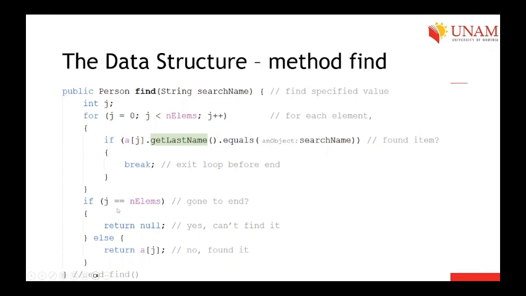And then we need to compare whether the reason why we got out of the loop was because j became equal to nElements. At this point, if j is equal to nElements, we didn't find what we were looking for. Therefore, we have to return null. The reason why we are returning null is because our find method returns a person, but if there is no person, then you have to return null. Otherwise, you have to return a reference to a person that is found in position j. That is our find method.